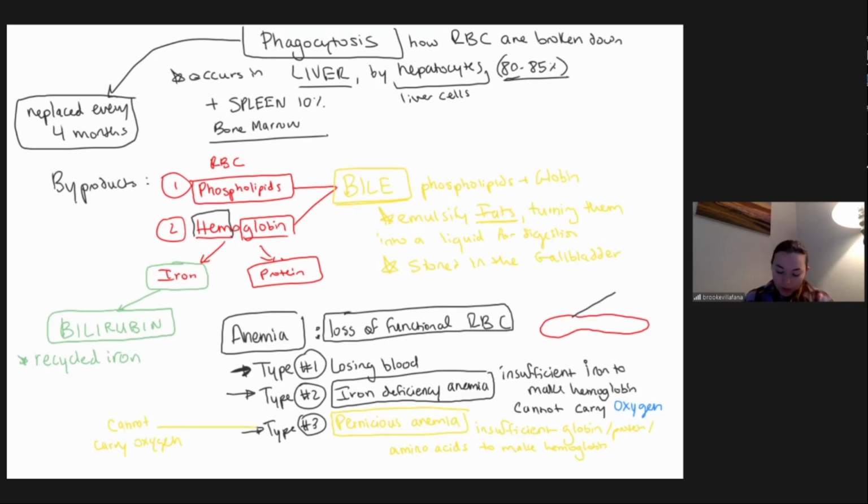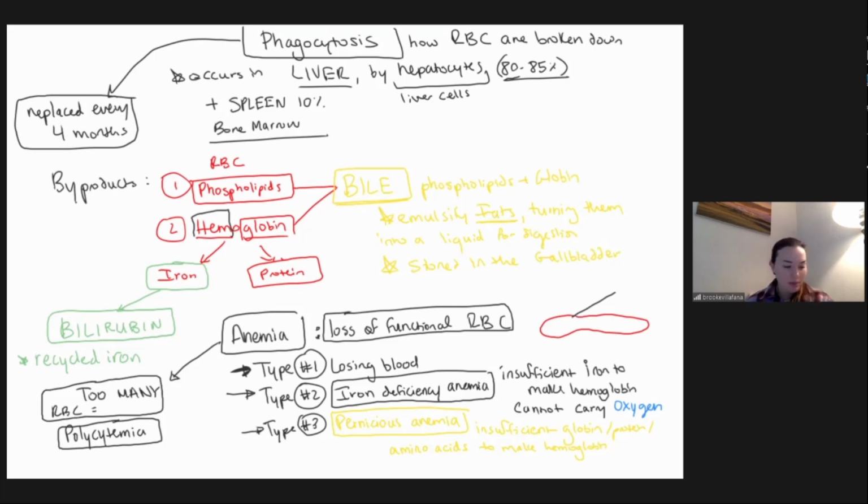Okay, so what about the reverse? What about if we have an excessive number of red blood cells? So here we have too little, right? Anemia. Well, the reverse, if we have too many red blood cells, we call this polycythemia. Polycythemia is when we have too many red blood cells, an excessive number of red blood cells. It's just something on your test that you need to know.